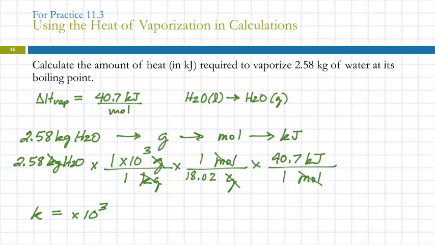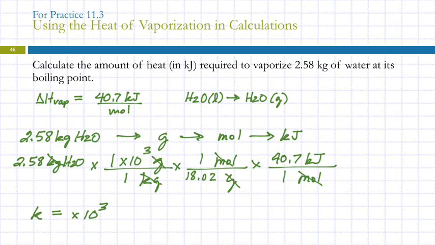So to solve this on my calculator, I'm just going to start at the left and move across, and as I come to a fraction, I multiply by the top and divide by the bottom. And of course, you can skip the ones if you want. So 2.58 times 1 EE3. And if you're not using scientific notation on your calculator correctly, that's going to cause some issues. Not every time, but sometimes. And then I'm going to divide by 18.02. And I'm going to multiply by 40.7. Press equals. And my calculator gives me a big old mess, a whole bunch of digits.